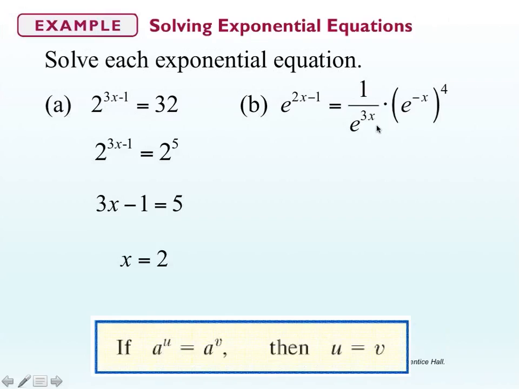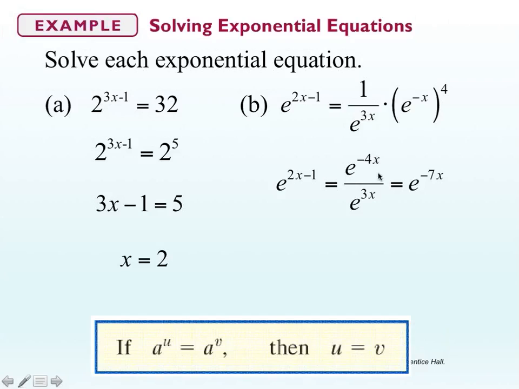Now this one is going to be the same idea, except it just looks not as nice, and it has e's in it, but that's not a big deal. We just need to rewrite this. If you notice on the right-hand side here, instead of writing e to the negative x to the negative 4 power, we multiplied these two to get the negative 4x power, and we wrote it over this one right here.